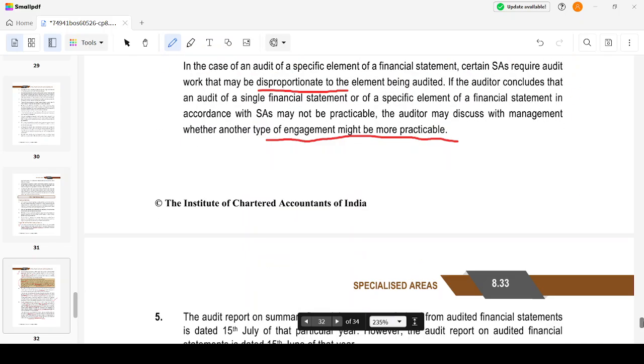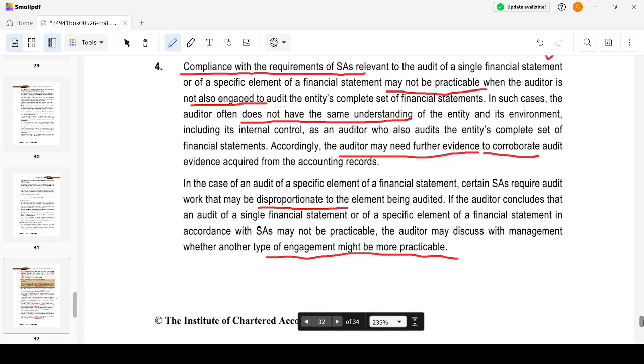Yes, whenever you are not doing the complete set of financial statement audit, it may not be practicable for you to comply with all the requirements of an SA, right? Because you don't have the same understanding of the entity and its environment as the complete set of financial statement auditor would have, and also you will not have control over the general quality of the accounting records, and you will also need further evidence to corroborate the audit evidence which you have already obtained, and the work which you are doing will be disproportionate to the work required by the standard in the SA, for example SA 570.